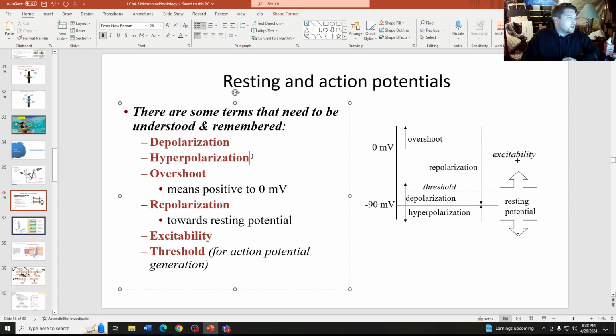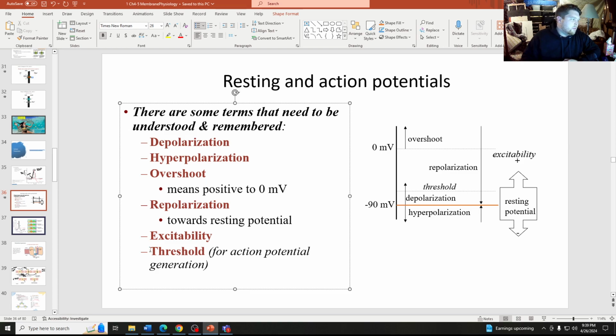We've already looked at a couple of these words. We have depolarization. This is going from a negative value becoming more positive, heading towards zero. And we also have repolarization, which is going from positive, from zero, back down to our normal negative value. We have hyperpolarization, which is what happens when we go lower than our resting membrane potential. And we also have overshoot, which is when it goes above that zero millivolt value. So we get a little bit of overshoot on the top end and a little bit of hyperpolarization on the bottom end.